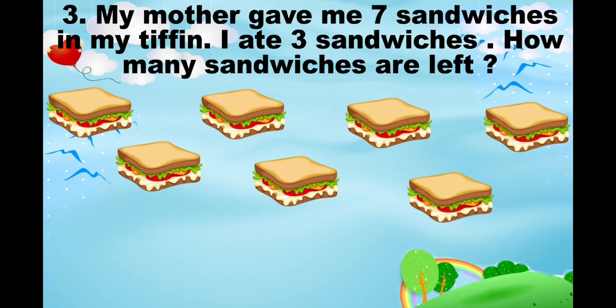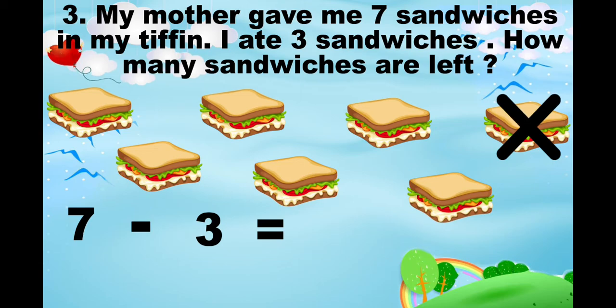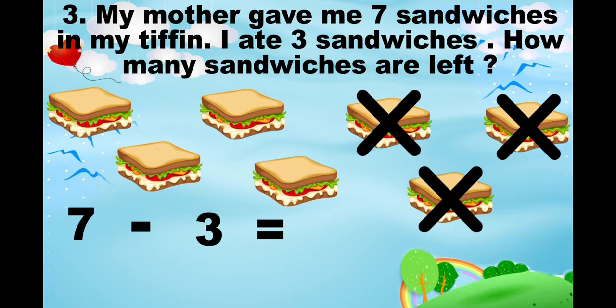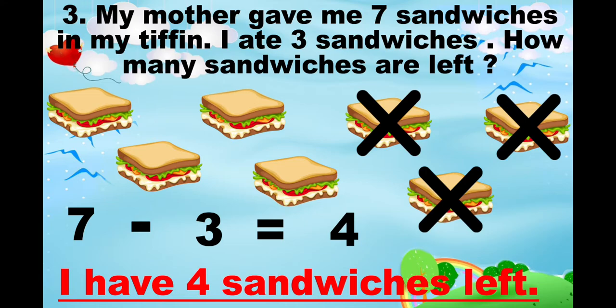Next, my mother gave me 7 sandwiches in my tiffin. I ate 3 sandwiches. How many sandwiches are left? Okay. Out of these 7 sandwiches, I ate 3. So how many are left? Let's count. 1 sandwich I ate, 2 sandwiches I ate and 3 sandwiches I ate. Now how many are remaining? Yes, there are 4 sandwiches remaining. So I have 4 sandwiches left. You can see the clue word left is everywhere. That is why we are putting this minus sign. So this way we are using subtraction.